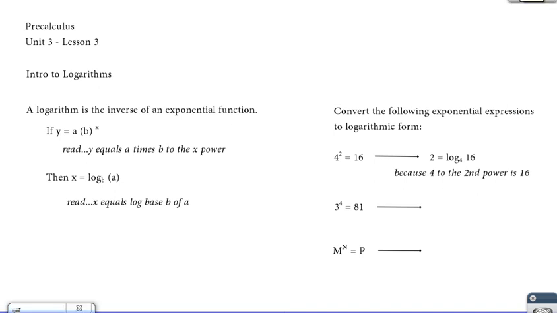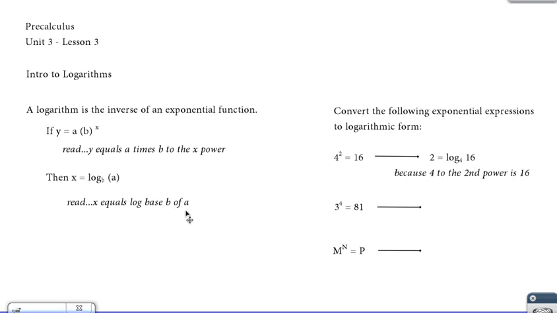So first, a logarithm is an inverse of an exponential function. You know that y equals a b to the x is the basic form that we talked about. We read that y equals a times b to the x power. Then, if that's true, then x would equal log base b of a. Again, I read that x equals log base b of a. And that is specific and that is special that you say it that way.